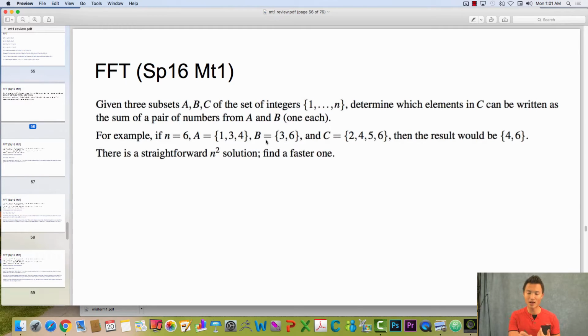So in this case, I would have 1, 3, 4 as A, B as 3 and 6, and I have 2, 4, 5, 6 as C. And I know that I get 4 from 1 and 3, right? And I get 6 from 3 and 3. So let's get started. We don't want an n-squared solution. We want a faster one.